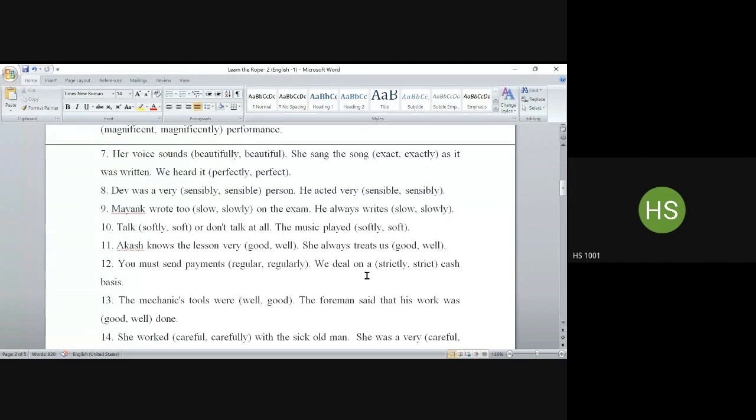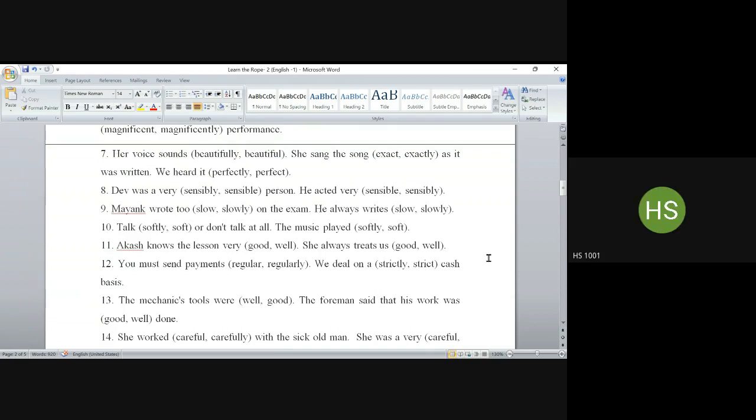Mayank wrote too slowly on the exam. Slowly. He always writes slowly.